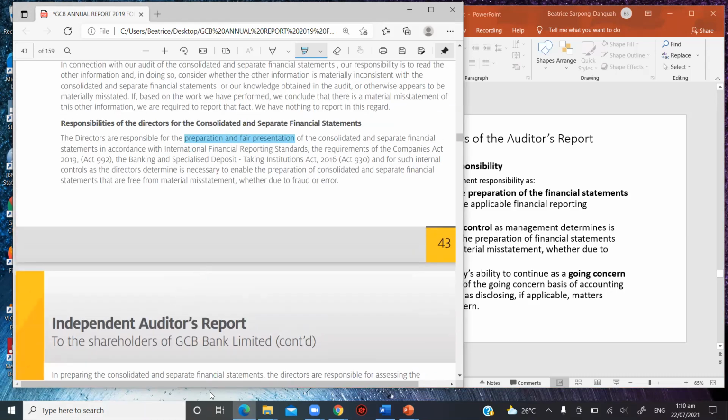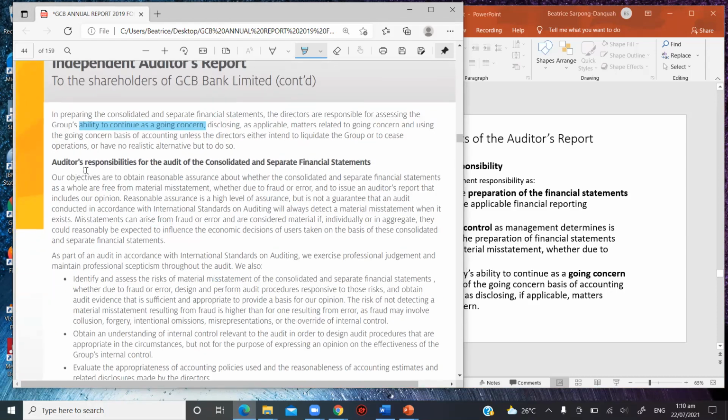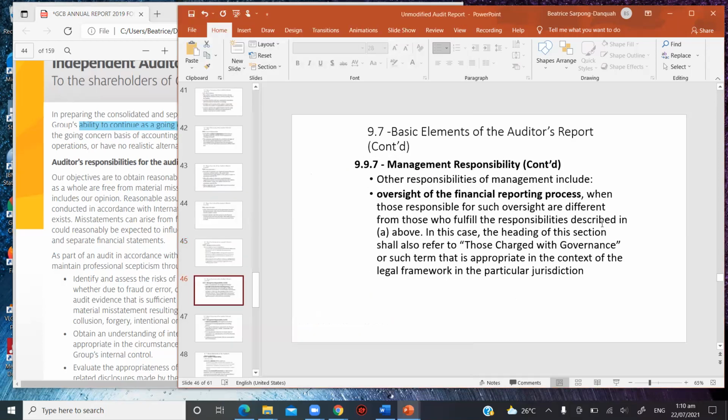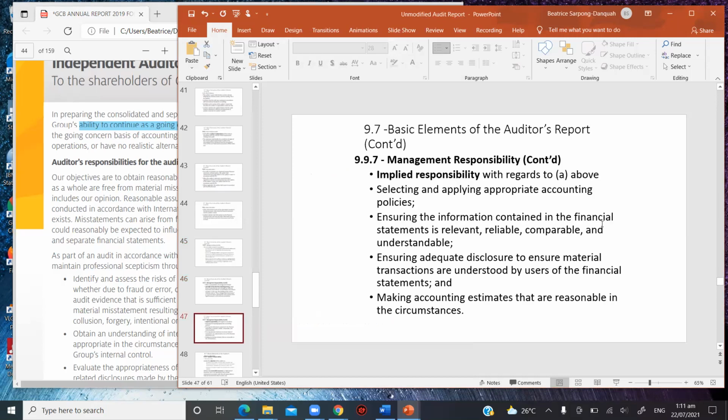Let us look for their responsibility for internal control. So you see it has been indicated here. They have also indicated that they are responsible for the internal control of GCB Bank. So it is the responsibility of management and not the auditor. So the auditor will stress this. The essence of all of this is to break the audit expectation gap.